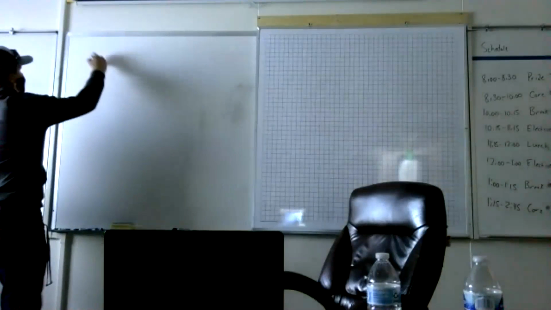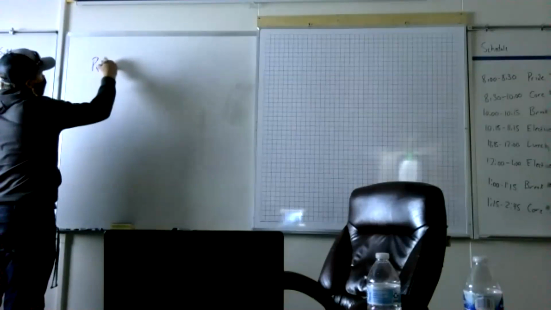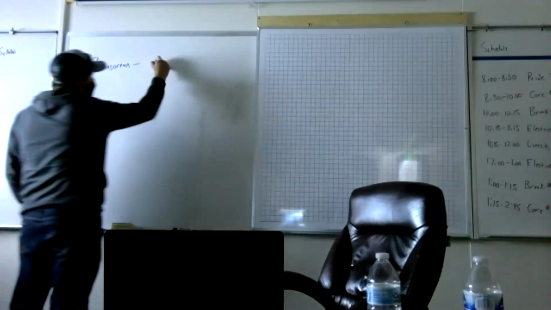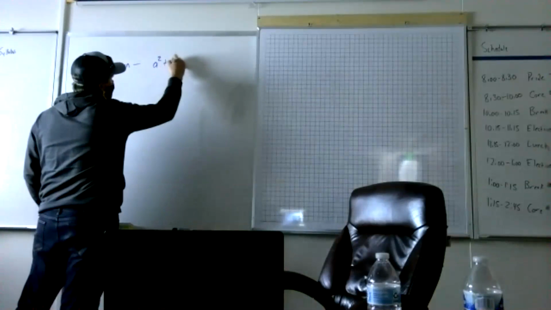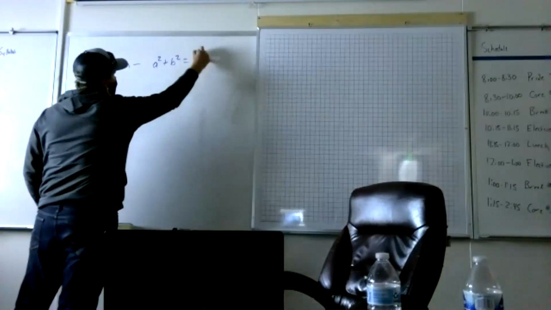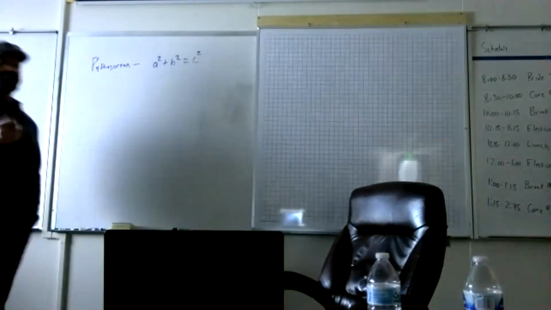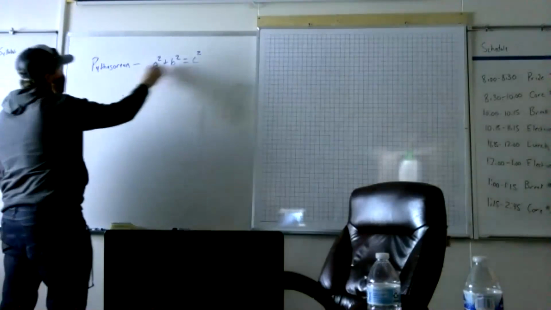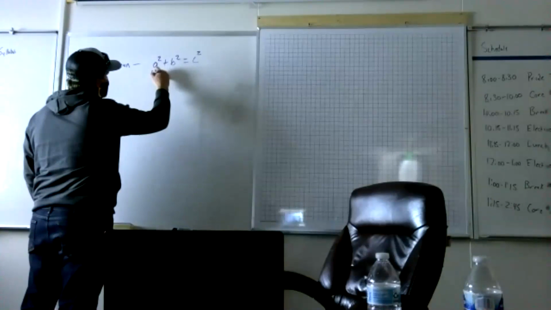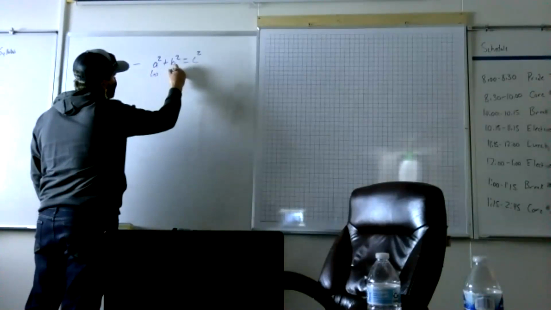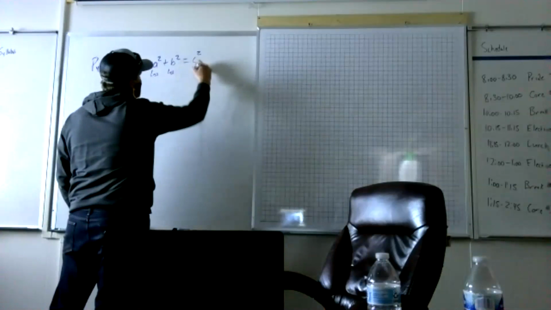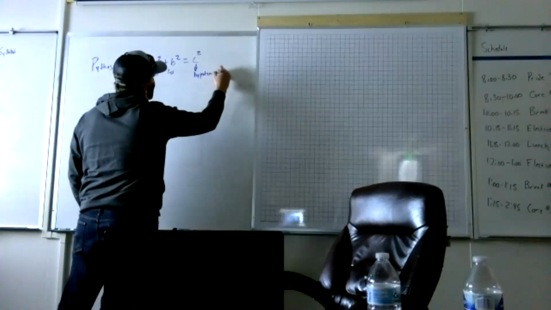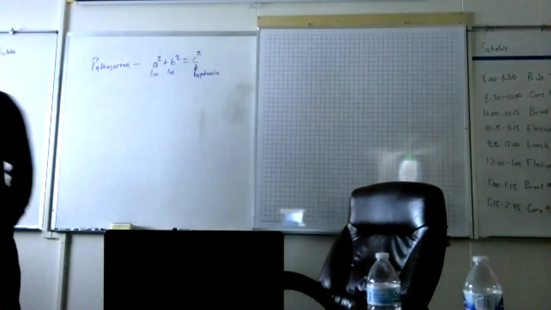So, like we said, the Pythagorean theorem. Okay, that states that a squared plus b squared is equal to c squared. And this is for side lengths of a right triangle. It's the easiest way to find the given side length. A and B are the legs, where C is the hypotenuse, with the hypotenuse being the greatest side length.